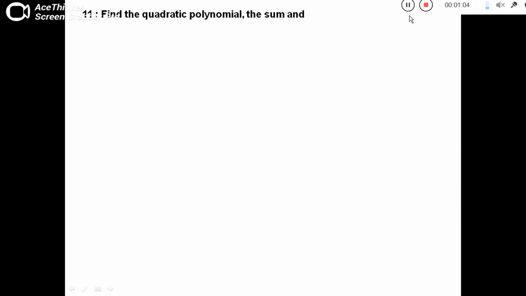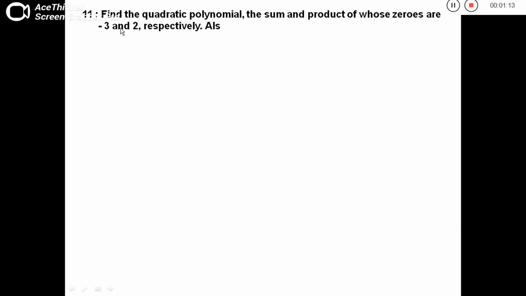the first question was question number 11. In this question, it was given: find the quadratic polynomial, the sum and product of whose zeros are -3 and 2 respectively, and also find its zeros. So children, be careful, as the sum of the zeros and product of the zeros, these two things are given in this question. So let us see the explanation of this sum.